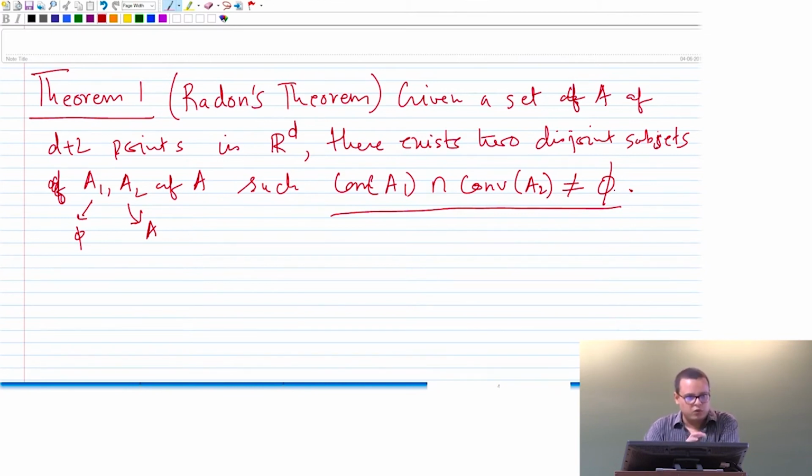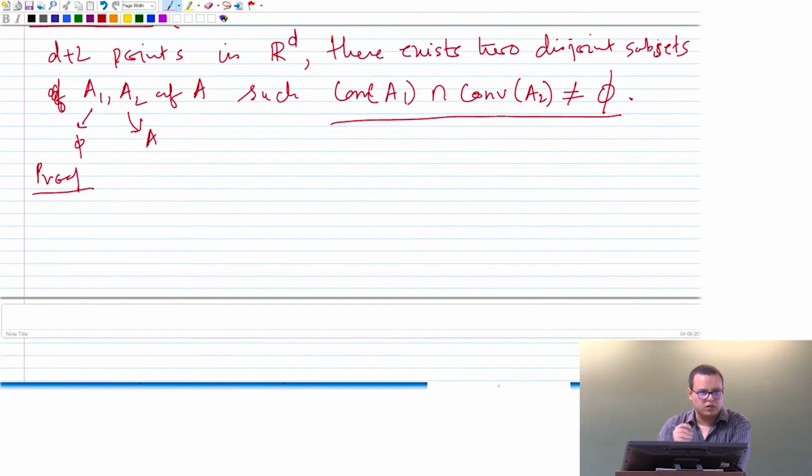So, we will be proving that if you have d plus 2 points, I will find two disjoint non-empty sets whose convex hulls intersect. This will be a plain application of the concept of linear dependence, direct, nothing special. So, let us see the proof of this. Is the statement of the theorem clear, everyone? Good.